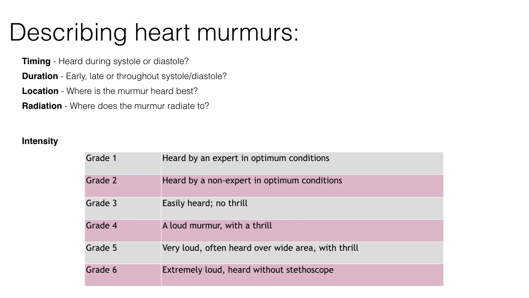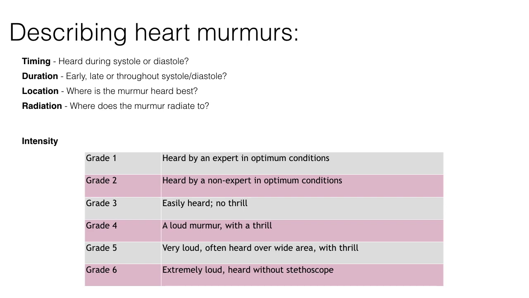So in these cardiac cycles, was it early, late, or throughout the systolic or diastolic phase? Then the location. So where did you hear the murmur best on the pericardium? Was it in place of the aortic valve or the tricuspid valve? And radiation. So does the murmur radiate anywhere?